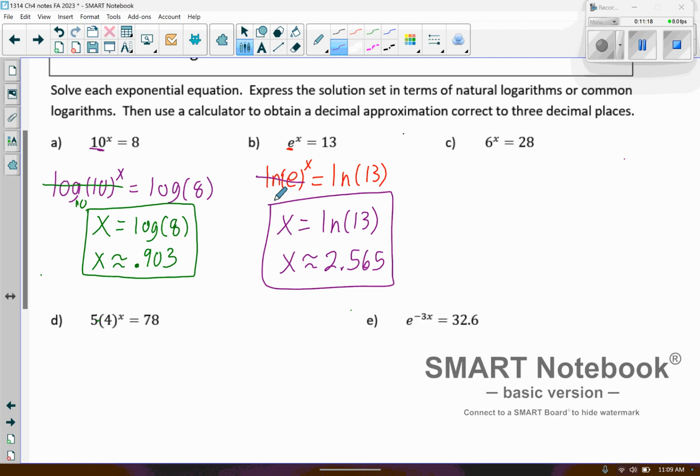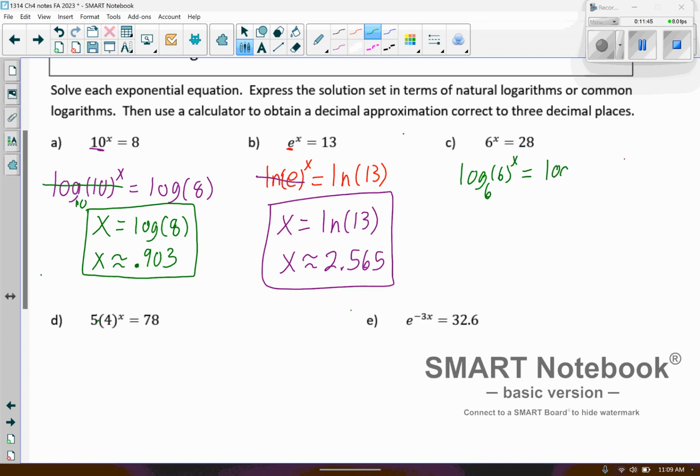Okay, so far so good. Now example C, we've got that base 6 there, and so that will make things a little interesting here. If you watch the videos on the homework, they may do it slightly different. But to me, I think the easiest thing to do here is to take log base 6 of both sides, so I can continue to use that property we've been using where that will reduce down to the exponent.